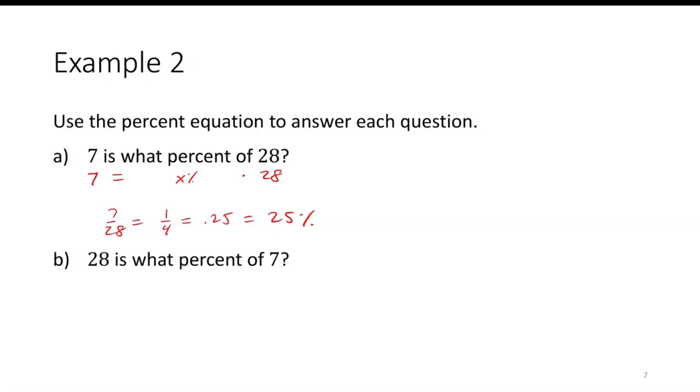If I ask you 28 is what percent of 7, this would be 28 is equal to X percent times 7. So in this case, I'd go 28 divided by 7, which is 4. And as a percent, that would be 400%. So 28 is 400% of 7.